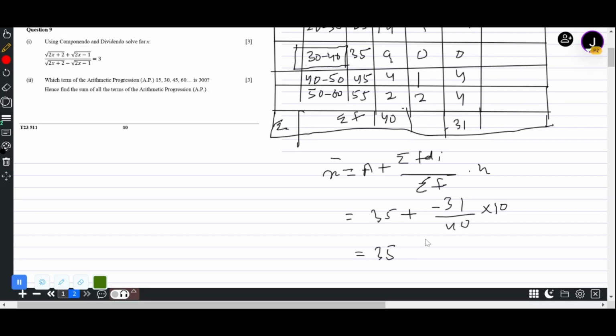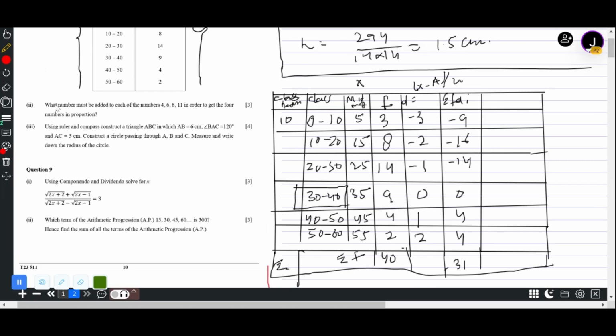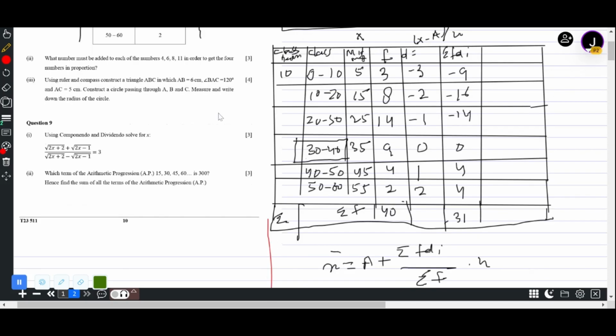Now the formula is, what is the mean? So the mean x bar is equal to a plus sigma f di divided by sigma f, into class height, which is h. So here what we presume to be the mean, that was 35. And then we have plus of minus 31, sigma f di, divided by sigma f, which is 40. And what is h? H is 10. That is the class height. So that becomes 35 minus I guess 7.75, so this becomes 27.25, correct, 27.25 is the answer.